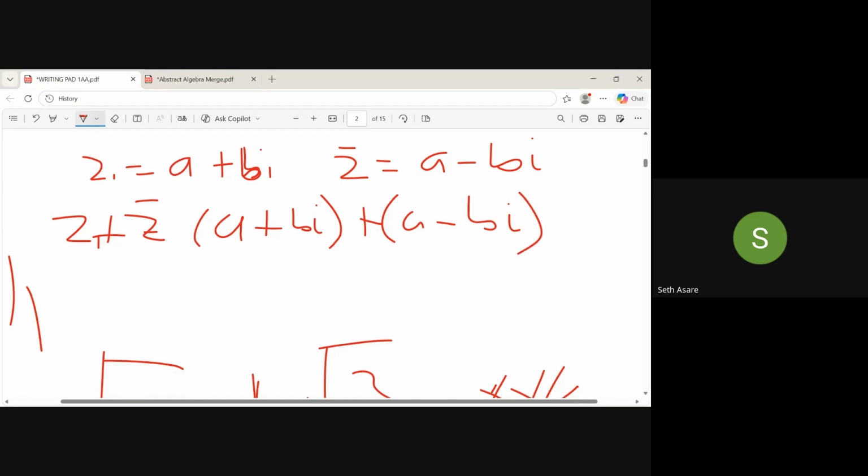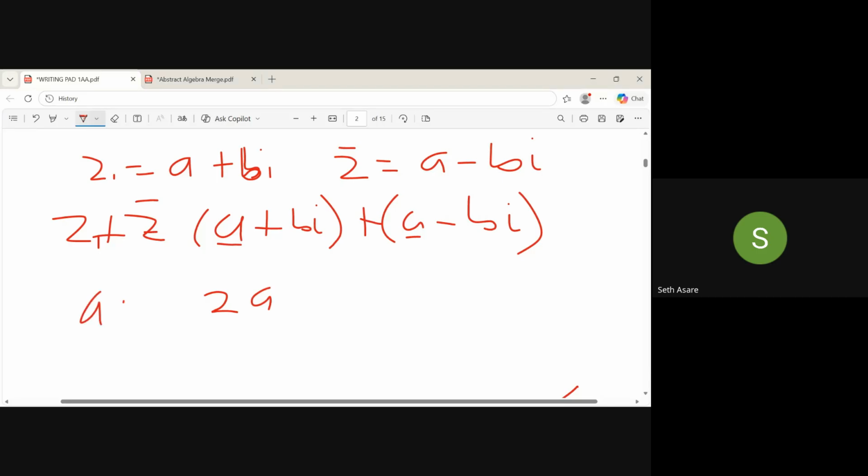All right. We said that when we are adding, we can only add the real part to the real and also add the imaginary part to the imaginary part. Now, when I am adding a to a, that one will give me 2a because a plus a will be equal to 2a. But when I am adding the imaginary part, then I have this, bi minus bi. And this one will give me 0.